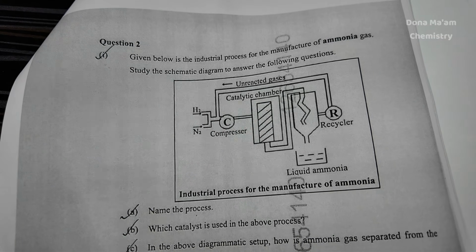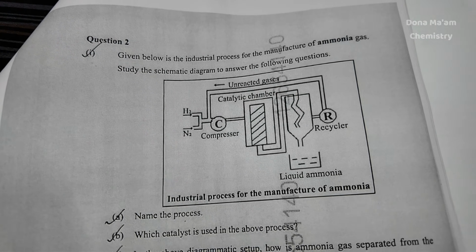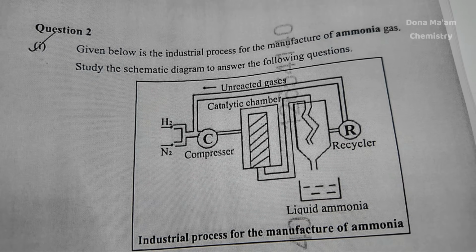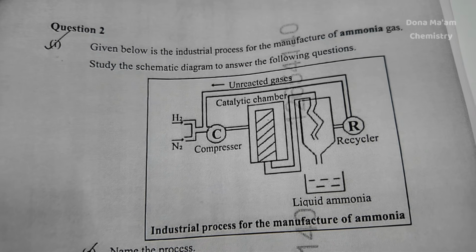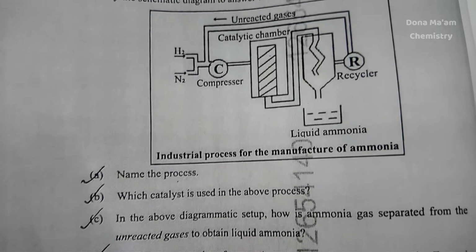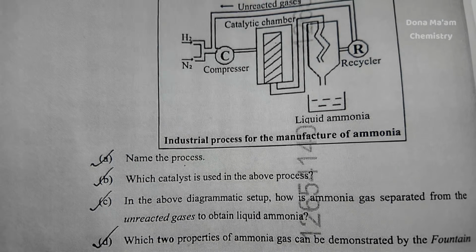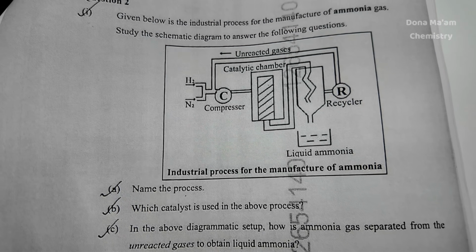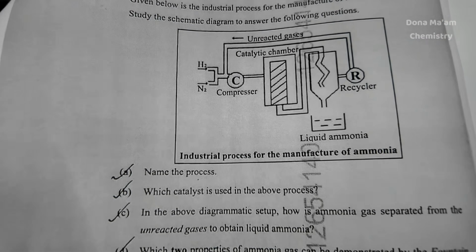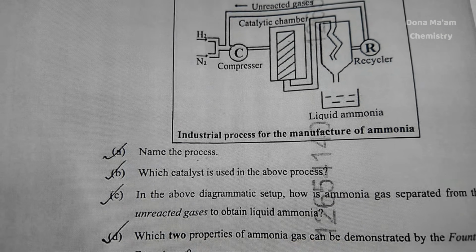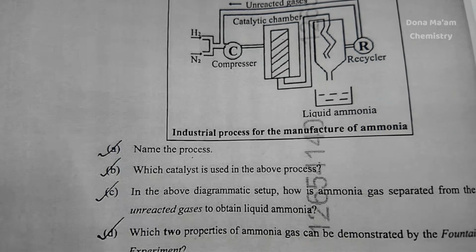So after completing the MCQ, we are heading to question number 2. Given below is the industrial process for the manufacture of ammonia. Study the schematic diagram to answer the following. Okay, a diagram is also provided here. Question 1. Name the process. Okay, we all know the industrial process of ammonia is called Haber's process. Next, which catalyst is used in the above process? As we all know, it is finely divided iron.